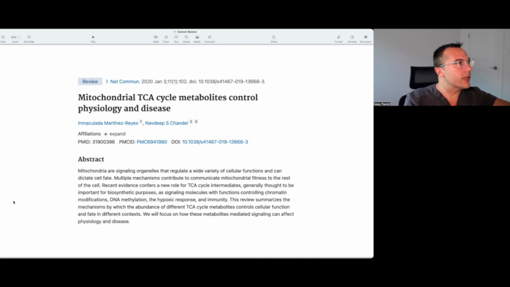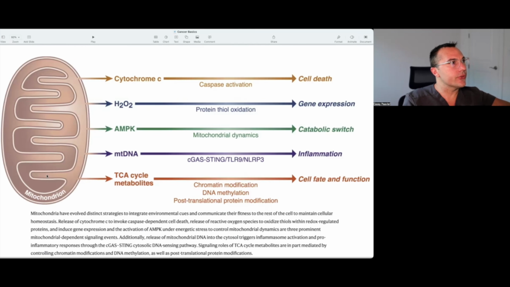And I like this paper because it actually has really nice graphics. So here is a high-level view of what the mitochondria can do to communicate that there are issues within the cell that need to be addressed.